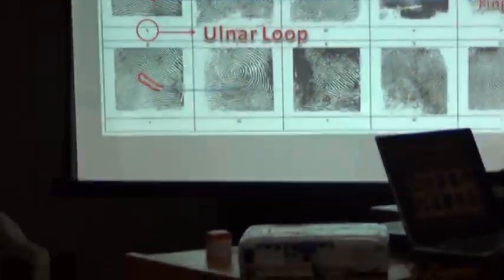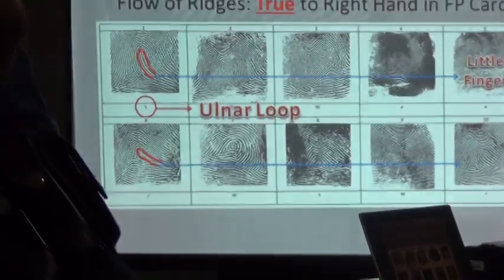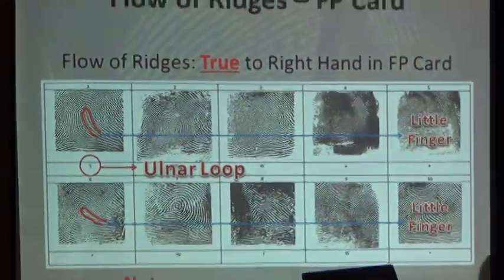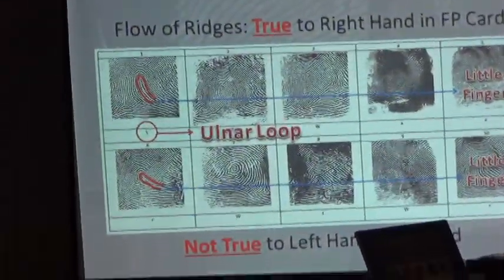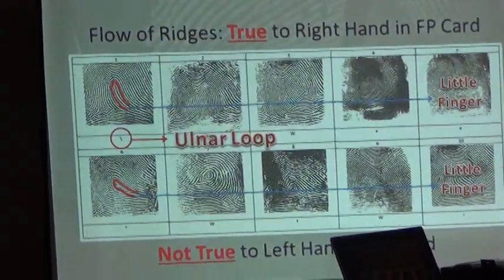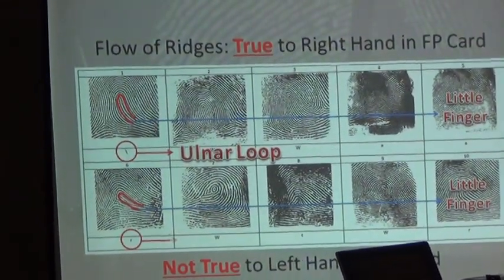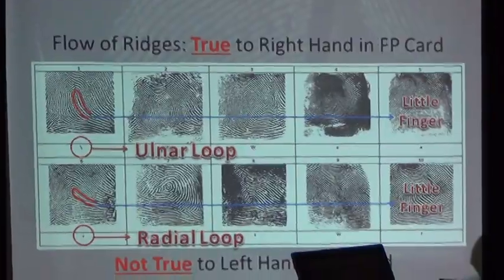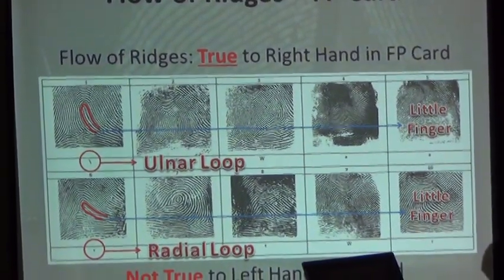Here is a situation where the flow reaches towards the little finger, but that is in the left hand. It is the true left hand in the fingerprint card. That is why, in the statement of the FBI, I'd like to take the statement of the FBI, please, next.